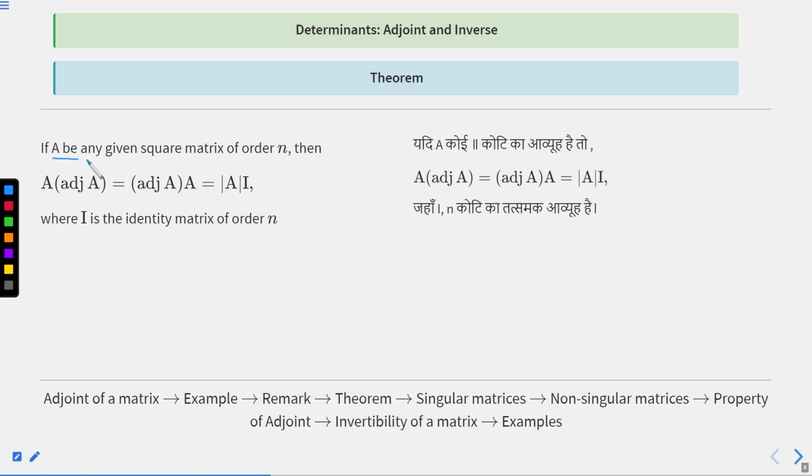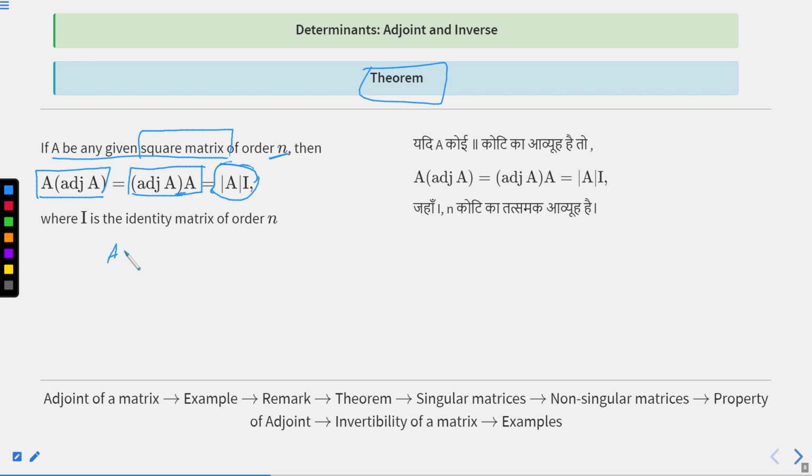Now, if A is any square matrix, so first of all, A must be a square matrix of order n. Now A multiplied by adjoint of A will be the same as adjoint of A multiplied by A, which equals determinant of A multiplied by the identity matrix. We are not going to the proof, but we will provide some verifications so that you satisfy your curiosity that indeed this theorem is true. Obviously, that's why it is a theorem.